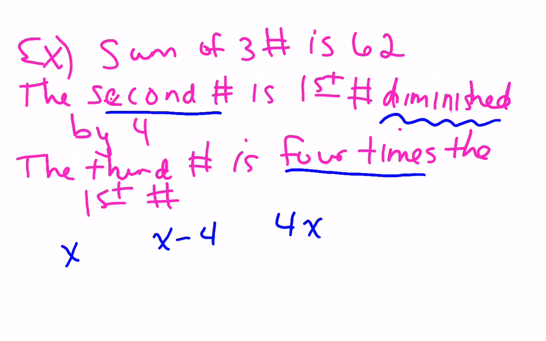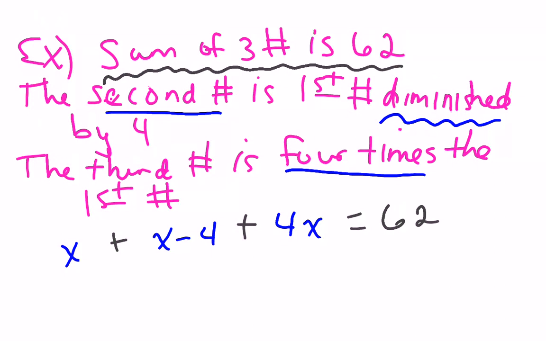So now we know their relationship. What else do we need to know? The sum of the three numbers is 62. And sum means add. So I'm going to add these numbers together, and that has to equal 62. And that's where we get our equation from. All right, so let's combine some like terms. We have the X and the 4X combined. So X plus 4X is 6X. Still have the minus 4 hanging out there, equals 62.